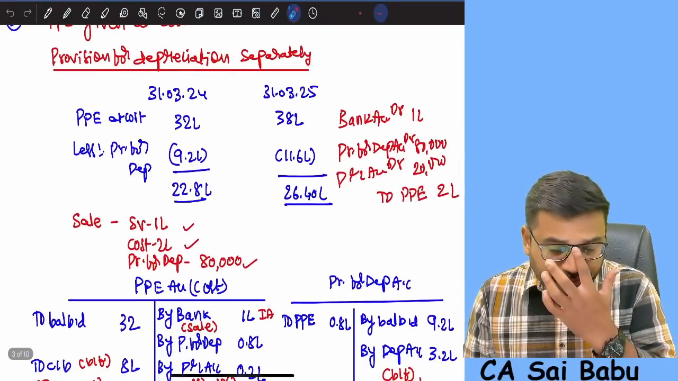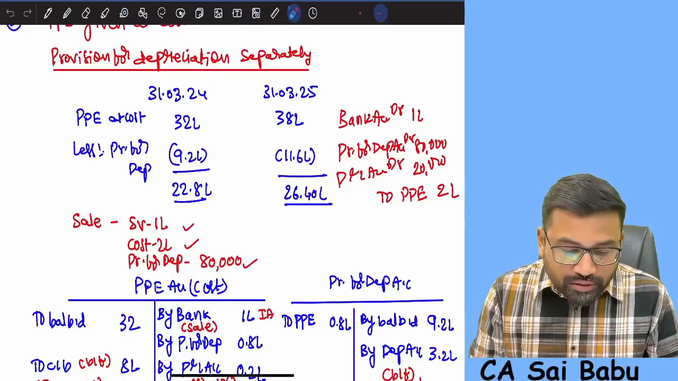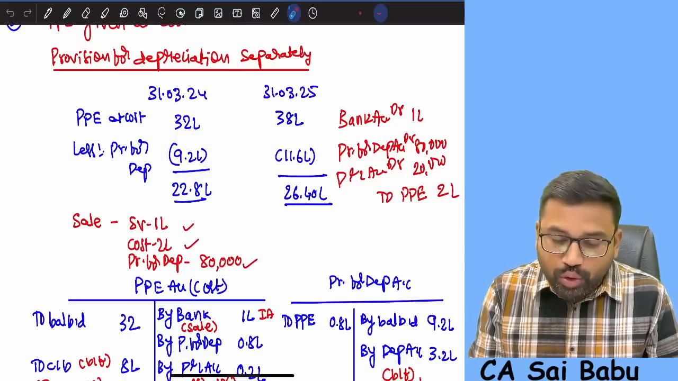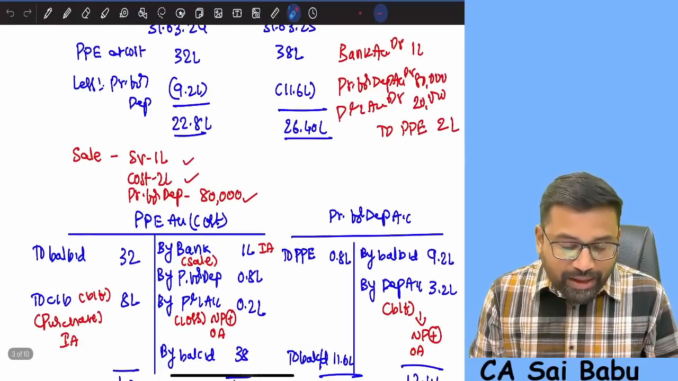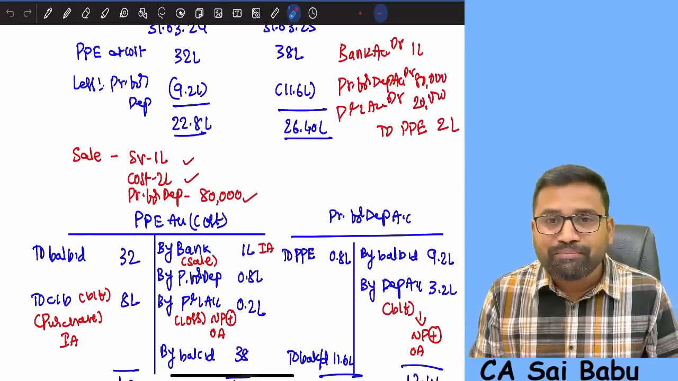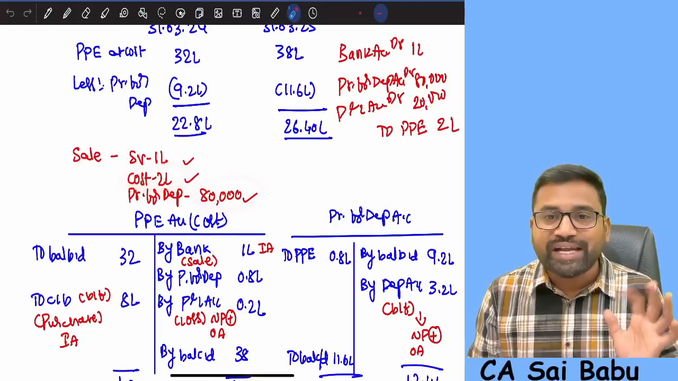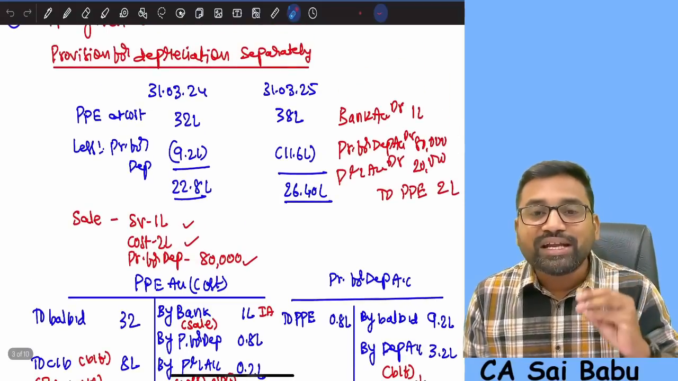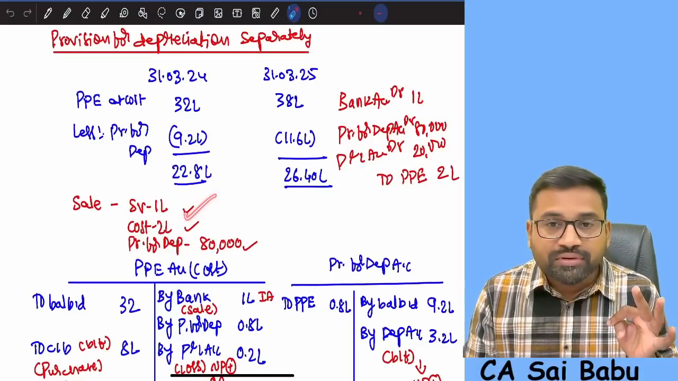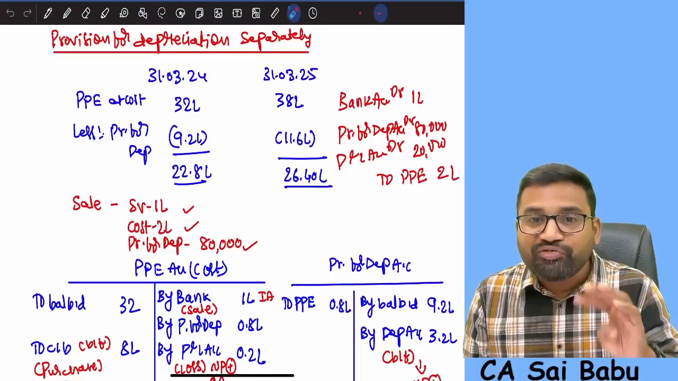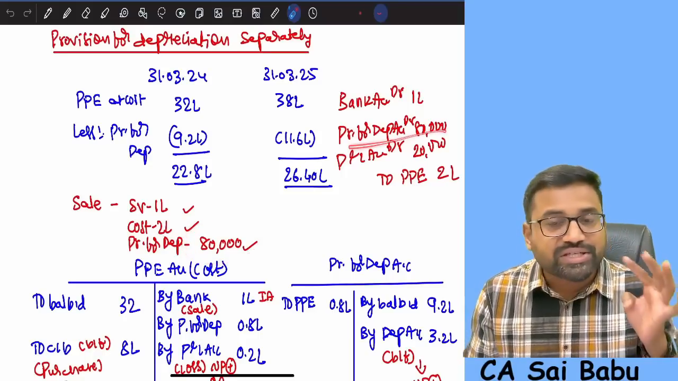Suppose in this question, you see, I have taken PPE at cost: opening 32, provision for depreciation 9.2; closing 38, provision for depreciation 11.6. Now during the year, what happened? They have sold some PPE. Sale value 1 lakh, cost 2 lakhs, provision for depreciation 80,000. Now in this case, what is the entry we will write, sir? Whenever there is a sale, bank account debit 1 lakh. And when I sold a part of PPE, I need to cancel the provision for depreciation relating to it. So provision for depreciation 80,000.